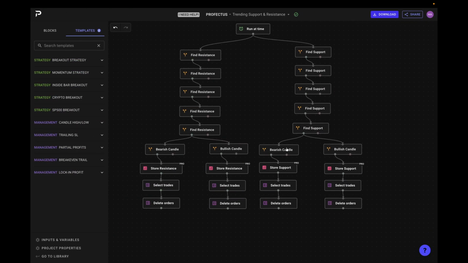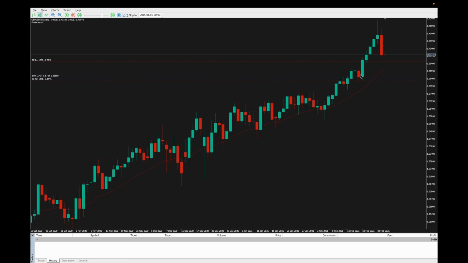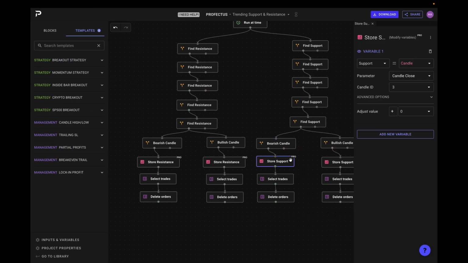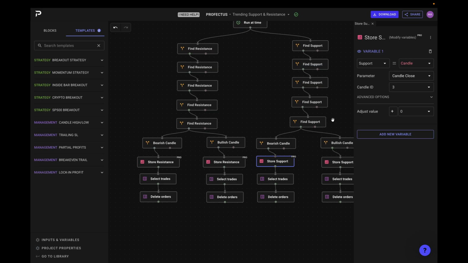From there, we want to check, is candle 3 a bearish candle? So the close 3 is below the open, which in this case is true. Yes, it is a bearish candle. If that is true, we want to take the close price and create a support variable. So we store a variable. If you, by the way, don't know what a variable is, go to docs.profectus.ai. That's our help center, or ask your questions.